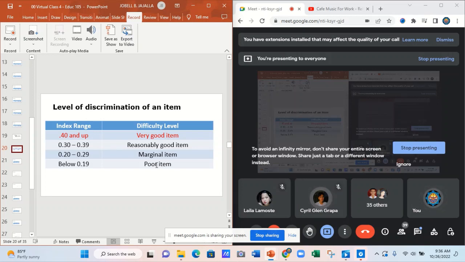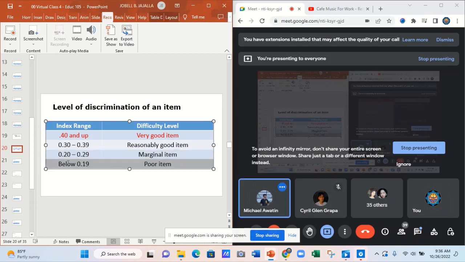Okay, so now Mr. Glapa, when we say reasonably good item, can we determine if the item has enough discriminatory power or no? Okay na ba siya? Okay na ba ang 0.35 or reasonably good item in terms of discrimination? Yes, okay ra siya. Ang butang na atong i-avoid jud diri is kaning poor item. Okay, kaning poor item, we do not want this to happen.